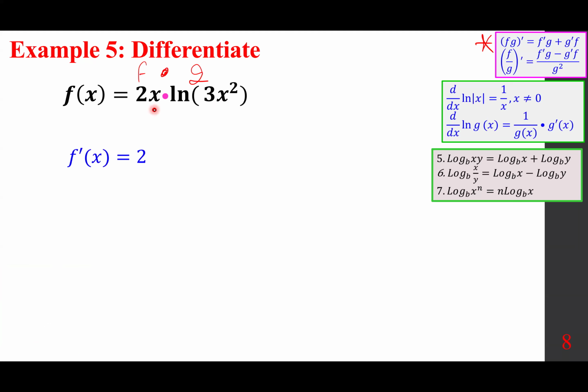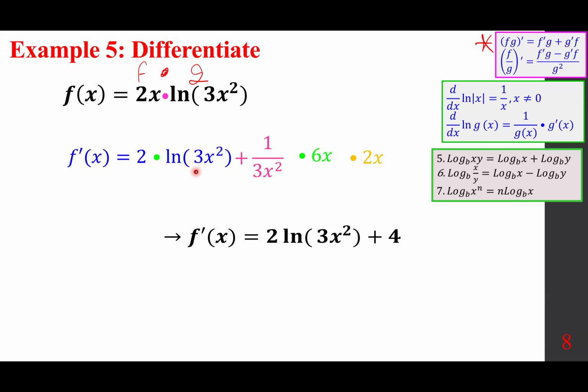So f prime g plus g prime f. So f prime is 2 times g, ln of 3x squared, plus g prime, the derivative of natural log. Flip this over, times g prime of x, the derivative of the inside, the derivative of the argument of log, which is 6x. And then going back to the product, g prime f, f is 2x. And notice this doesn't change. This one is 12x squared over 3x squared, which is 4. So 2 ln of 3x squared plus 4. And we are done. Very straightforward, everybody.